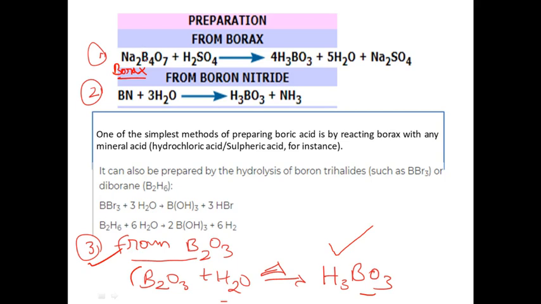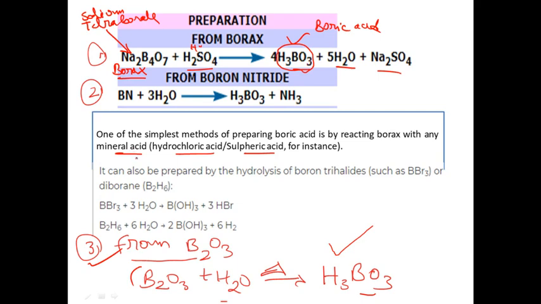It is also called sodium tetraborate. When sodium tetraborate undergoes reaction with a mineral acid, it can be hydrochloric or sulfuric acid, we get H3BO3. This is boric acid, with the release of 5 molecules of water, and sodium sulfate will be released, right?